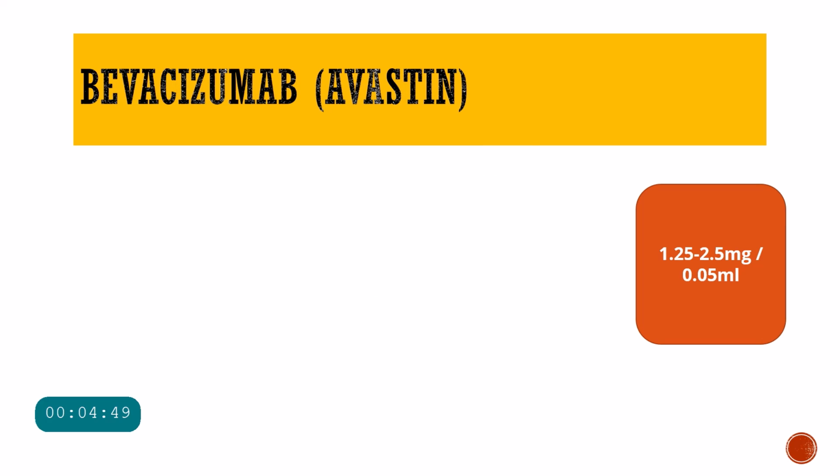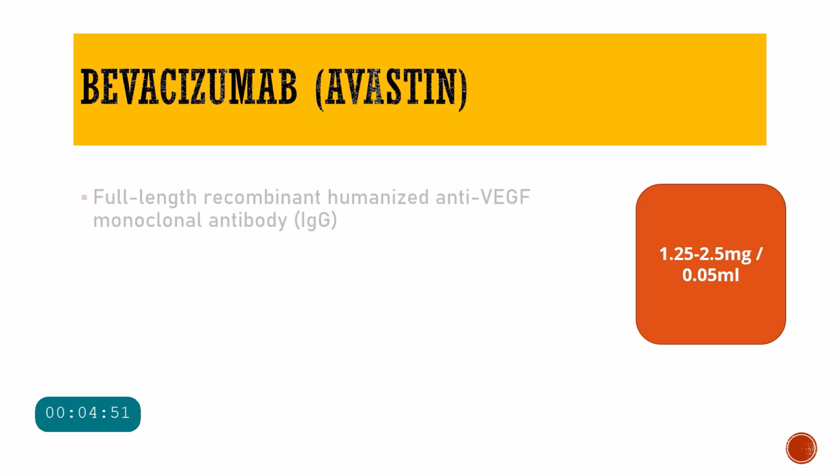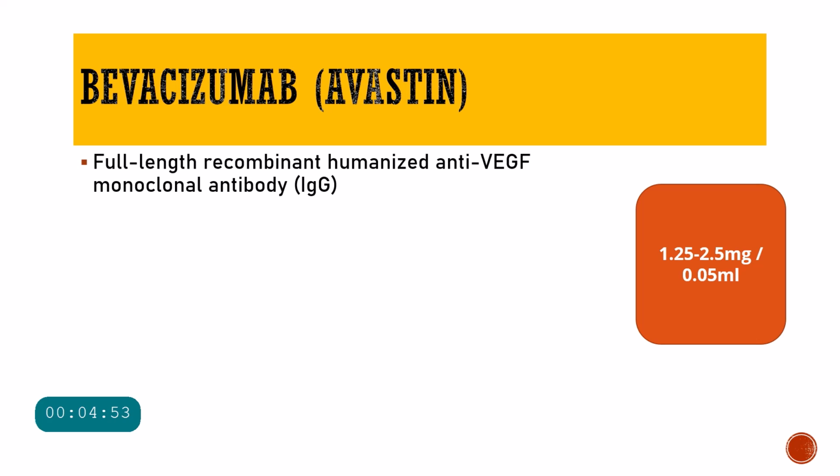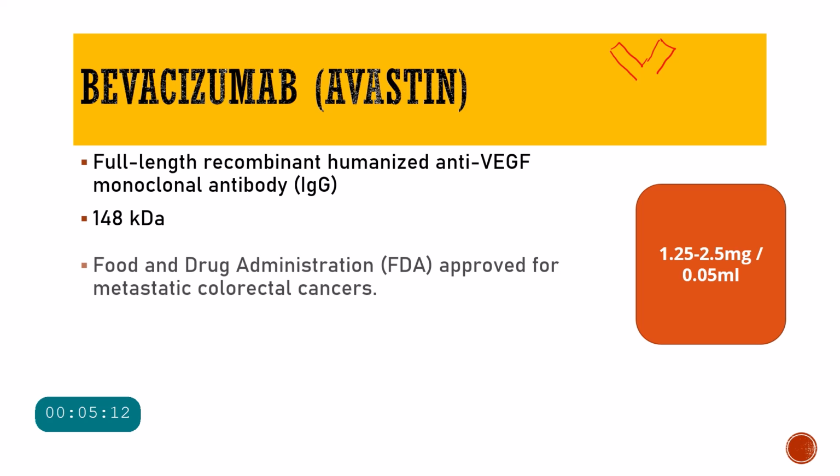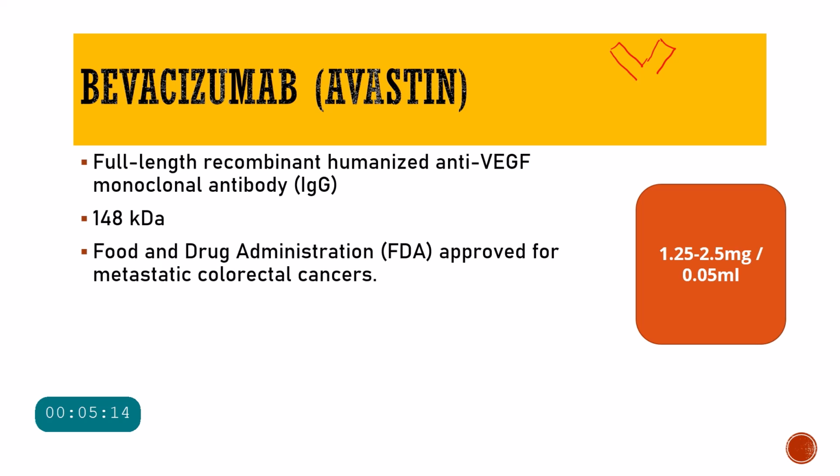Next we have bevacizumab, also called Avastin. If you remember the structure of the antibody, Avastin is a monoclonal antibody. It is a full length recombinant humanized anti-VEGF monoclonal antibody. It is an anti-VEGF, so it is definitely going to bind to the VEGF, and it is going to prevent that VEGF from binding to the VEGF receptors.